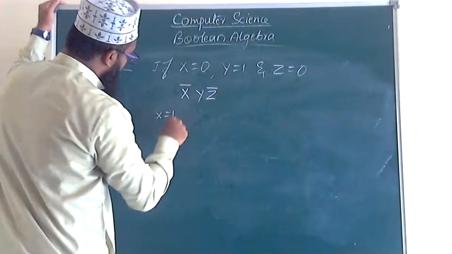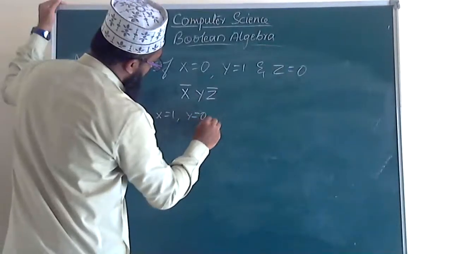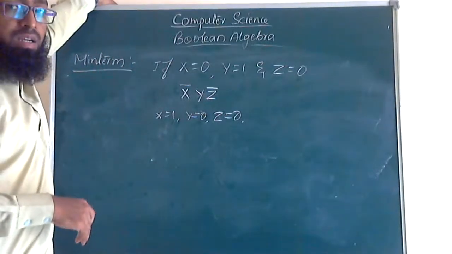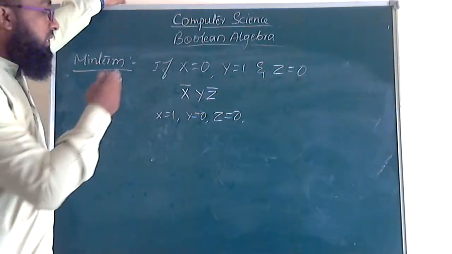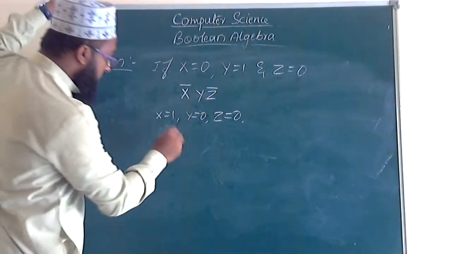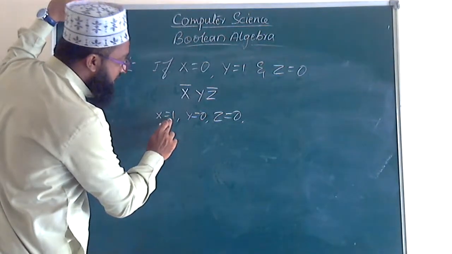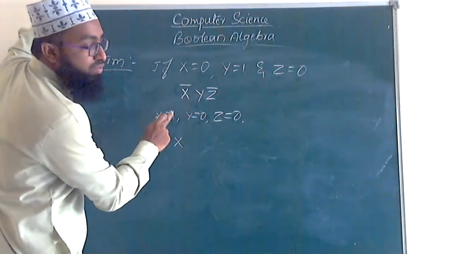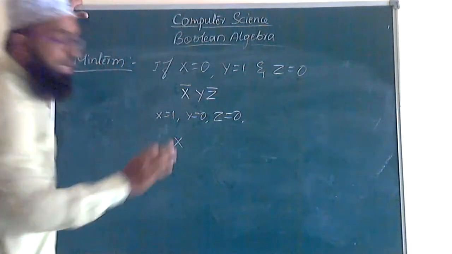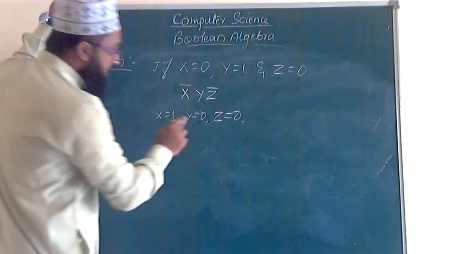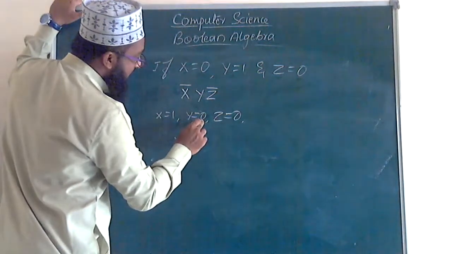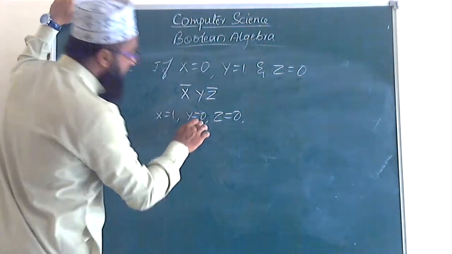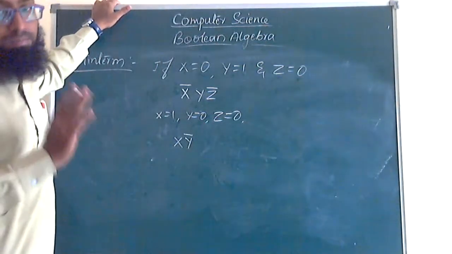If x is equal to 1, y is equal to 0, and z is equal to 0, how can we write the min term for these values? For x, the value is 1, so no need to write any bar. Any variable whose value is 1, write down the variable as it is. See the next variable, y, which contains the value 0, so write down the variable and put a bar for 0. This is for min term.